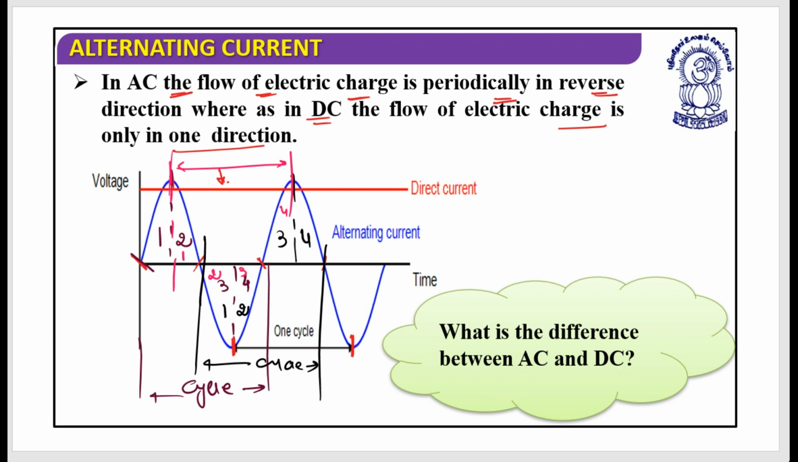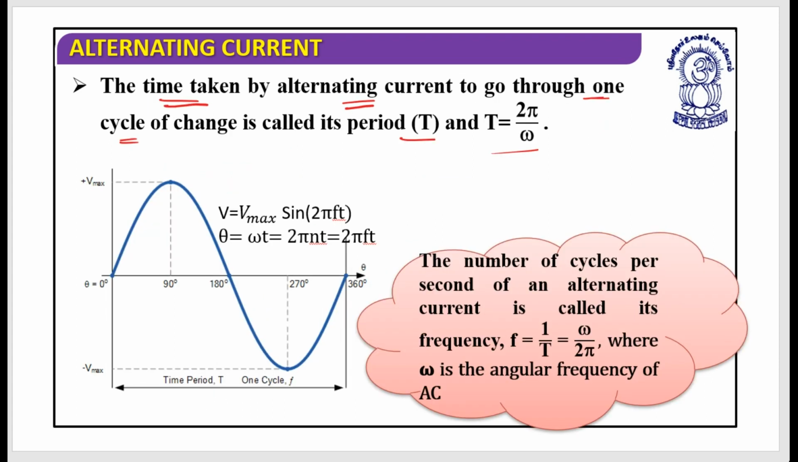Great. So when we say the time period, it is the time required to complete one cycle. When I say one cycle of change, if I represent this voltage or maximum voltage with respect to angle, then I understand that it is the completion of 360 degrees. That means one complete circle. It's 360 degrees. I hope you understand this.